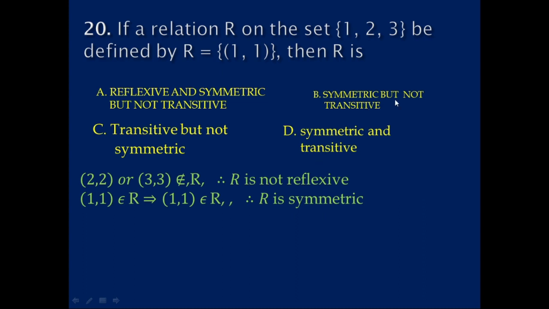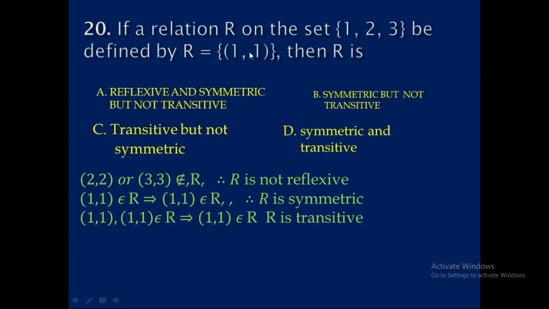Here, verifying transitive: just remember (1, 1) belongs to R. If we repeat the same element, (A, B), (B, C), (A, A) belongs to R, so we can say R is transitive. A single-element set, or a single ordered pair (A, A), we call a trivial relation. It is always transitive.